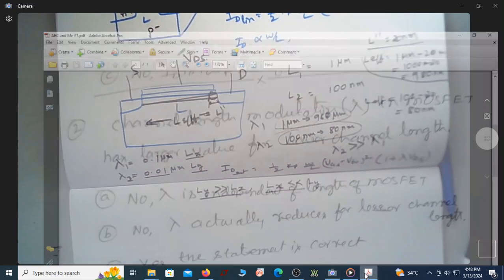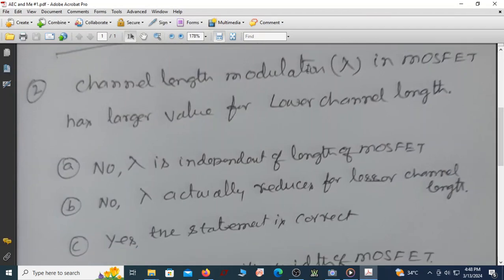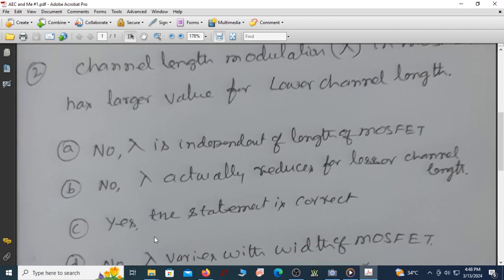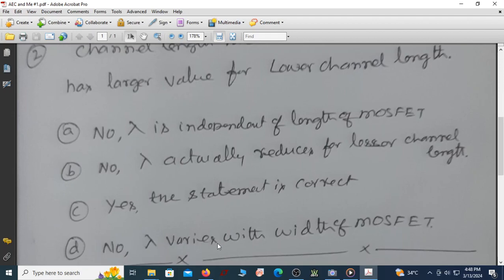So if you go back to this, the channel length modulation factor lambda in a MOSFET has a larger value for lower length channel. That is very evident here. The statement is correct. Lambda certainly depends on the length of the transistor. If the length of the transistor is lesser and lesser, then the lambda value is more and more. Of course it does not depend on the width of the transistor, it purely depends on the length of the transistor.